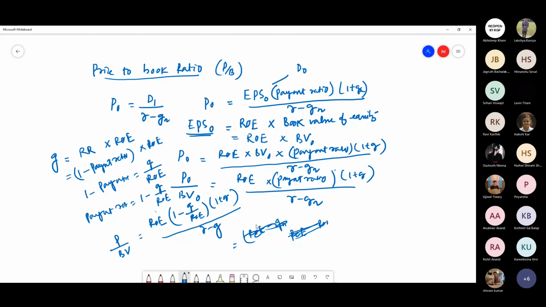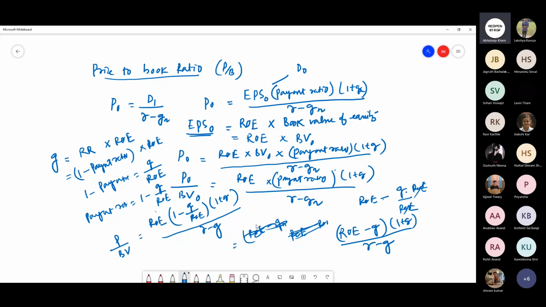ROE will, ये क्या होगा रे? ROE minus G by G into ROE by ROE. Then ROE will be cancelled. Then it will be ROE minus G into 1 plus G divided by R minus G. Is it not?